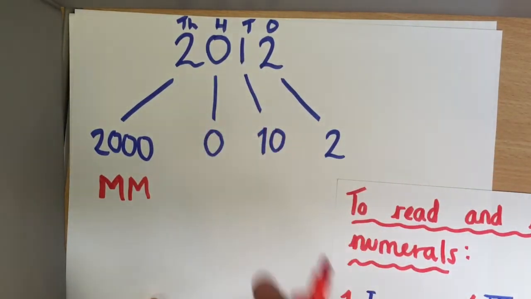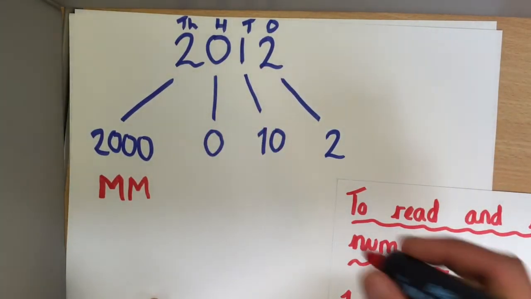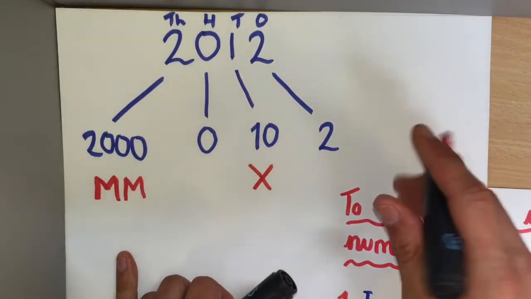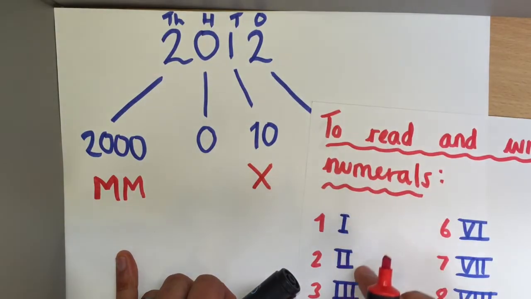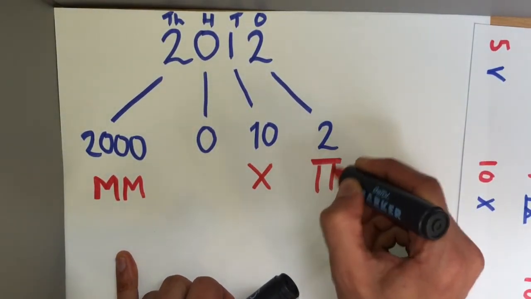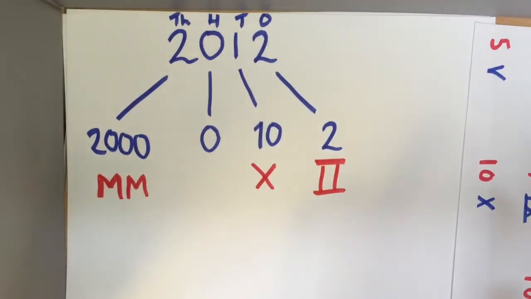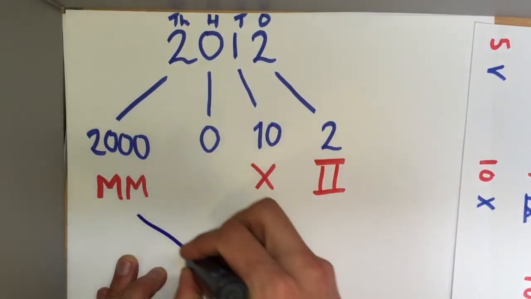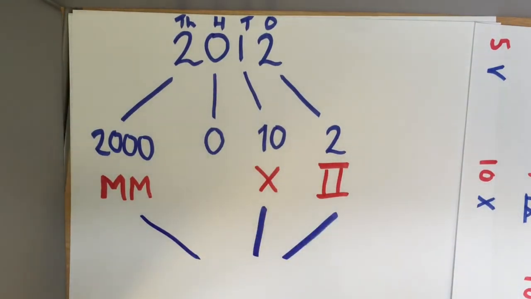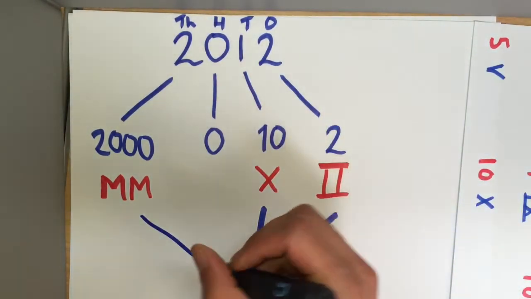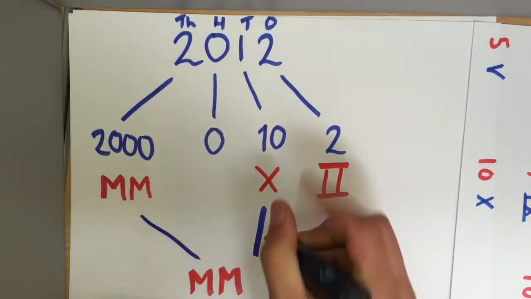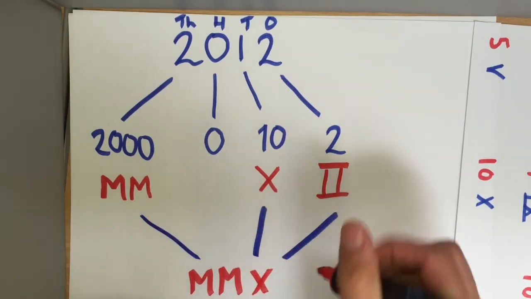Now I'll come on to my tens column and I've got 10 here. Well, as I just said, 10 is X, and 2, my final one, as we saw before, is double I. Let's bring them all together. Notice how I'm not bringing my hundreds because there's nothing there. And how do I write 2012 in Roman numerals? Well, it's easy. M, M, X, I, I.